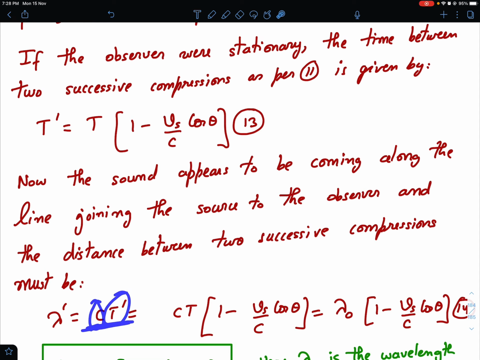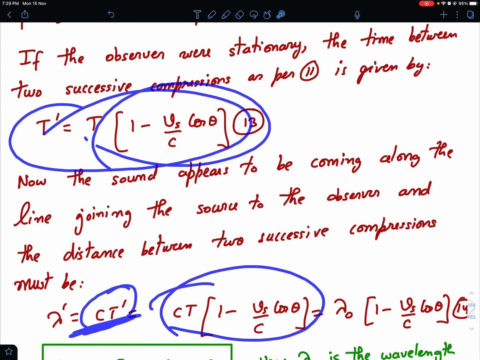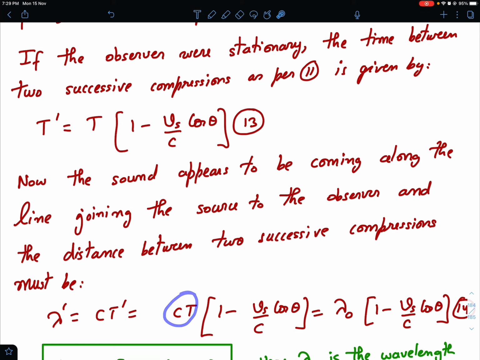So the sound is coming with a speed c, and two wavefronts are colliding with the ear of the observer with a time difference of t prime. That means how much distance have the wavefronts traveled? That should be equal to c times t prime, and t prime is this, so I can just put c into this term, and this I can simplify. And then what is cT?